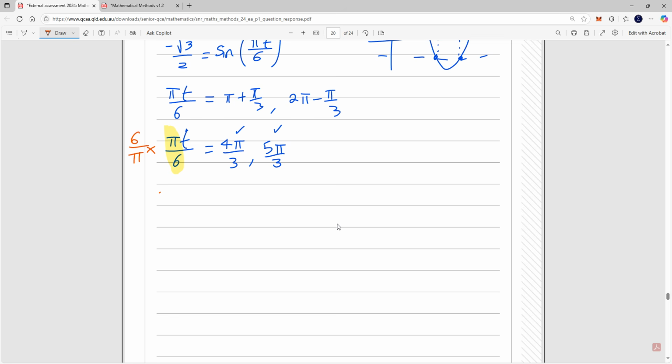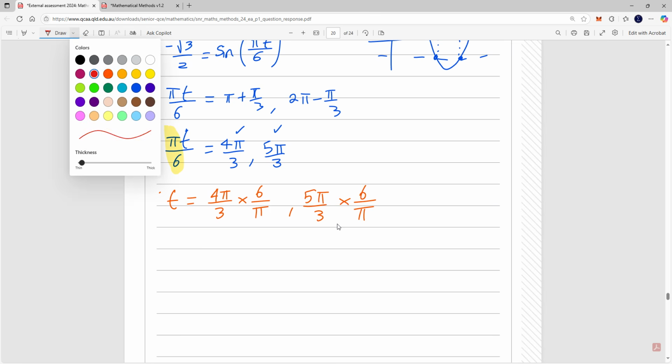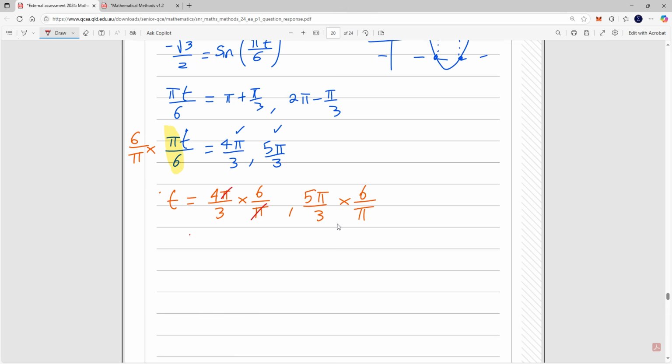Okay. So my t value, so t is going to be, the first one here is that times by that. And this one is that times by that. And we can see in each of them, cancel out the pi's. So here you have 4 times by 6. So 4 times by 6 gives you 24. 24 divided by 3 would give you 8. So this first one here is 8. This one here, 5 times by 6 gives you 30. 30 divided by 3 gives you 10. Okay, so t equals 8 and t equals 10.